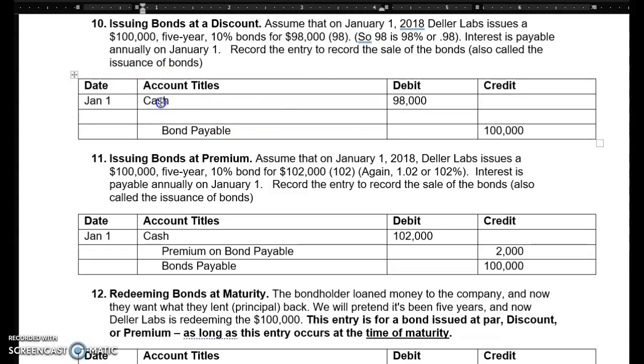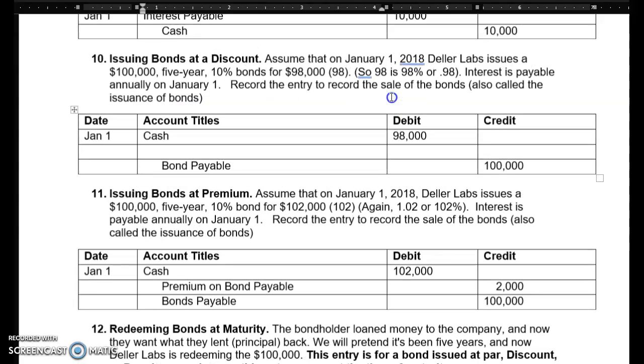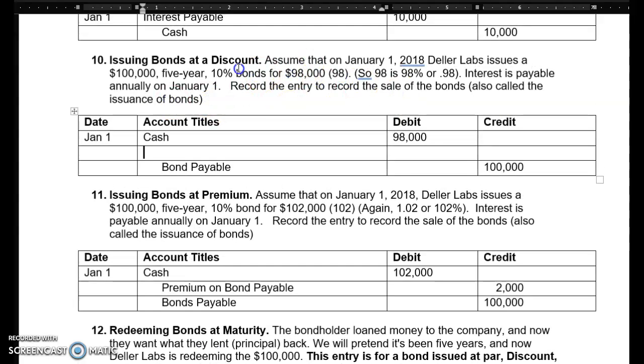I go in and I debit cash for $98,000. I know that because when a $100,000 bond is issued at 98, they receive 98% of the $100,000, or $98,000 in cash. The stated amount or the face amount of the bonds payable is $100,000. That's in the contract. That's a fact.